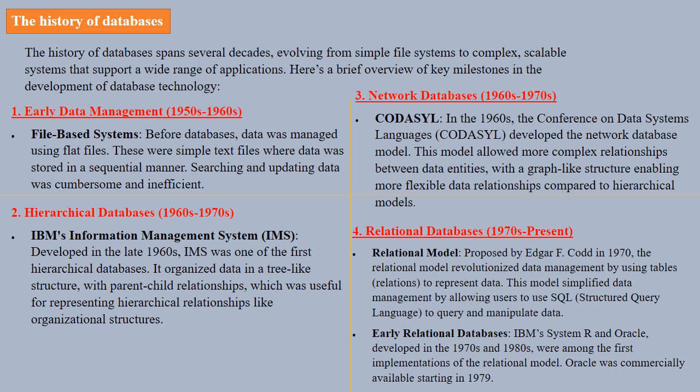2. Hierarchical databases, 1960s to 1970s. IBM's Information Management System, IMS, developed in the late 1960s. IMS was one of the first hierarchical databases. It organized data in a tree-like structure with parent-child relationships, which was useful for representing hierarchical relationships like organizational structures.